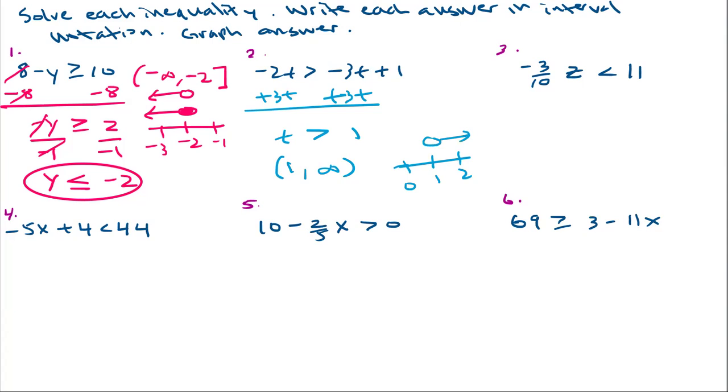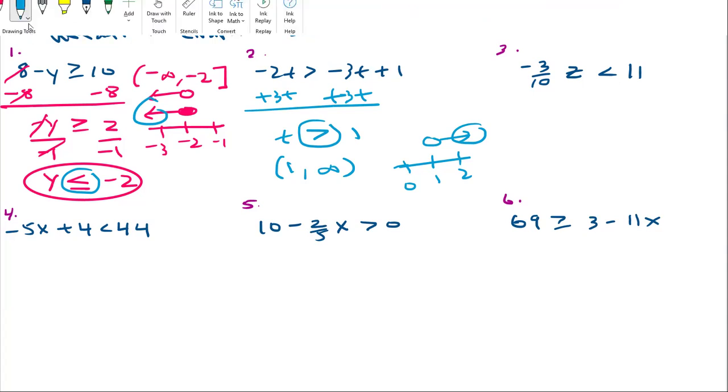I believe last time I mentioned that if the variable is on the left, whatever the inequality is pointing to should also match the arrow. So this is less than or equal to, and it matches the arrow going that direction. But that only works when the variable is on the left side. It does not work when the variable is on the right side.